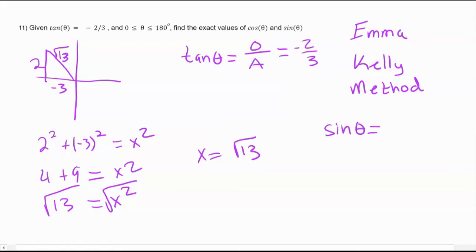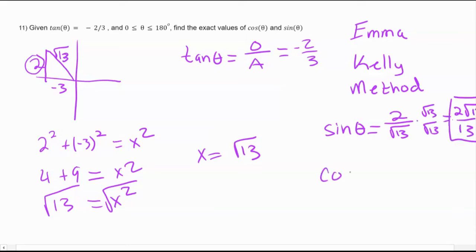Sine of theta, I know with SOHCAHTOA is opposite over hypotenuse. My opposite value is 2, and my hypotenuse is root 13. Multiply by root 13 over root 13 to give me my final answer here for my sine value.